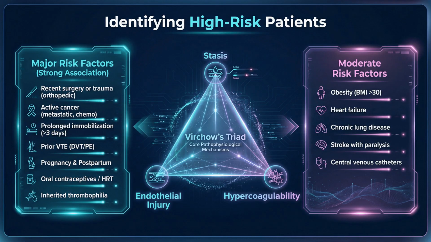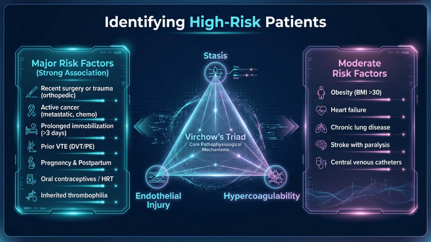Stasis refers to sluggish blood flow, endothelial injury is damage to the blood vessel lining, and hypercoagulability is an increased tendency of the blood to clot. Many of the risk factors we've mentioned influence one or more of these mechanisms. There are also moderate risk factors to keep in mind.